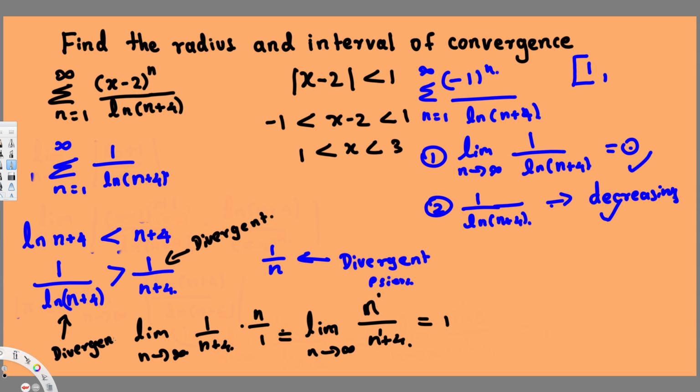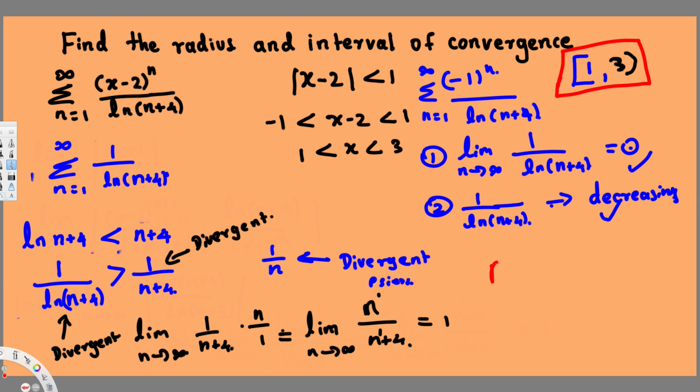So if this series is divergent, we shouldn't include the 3 in the interval of convergence. This is a divergence, so we have to put this one in an open bracket. Now this is going to be our interval of convergence. Then the next question is, what is the radius of convergence? To find the radius of convergence, we just have to find the length of this interval.